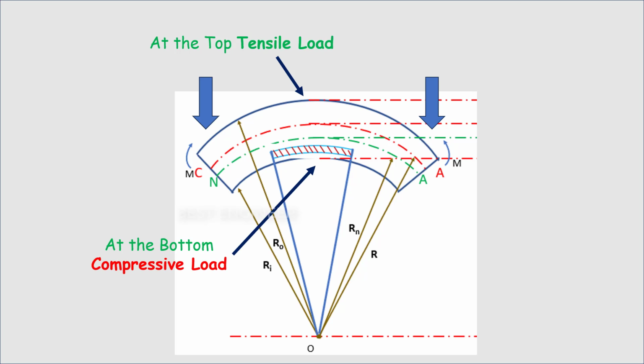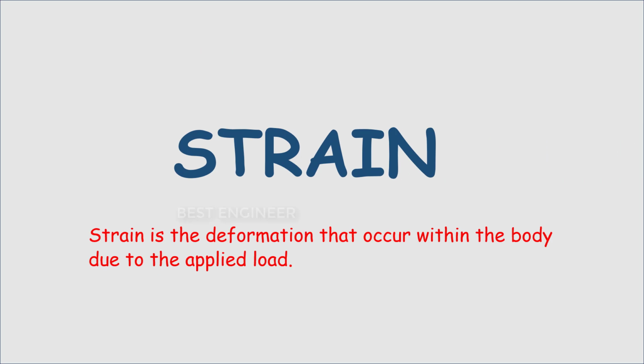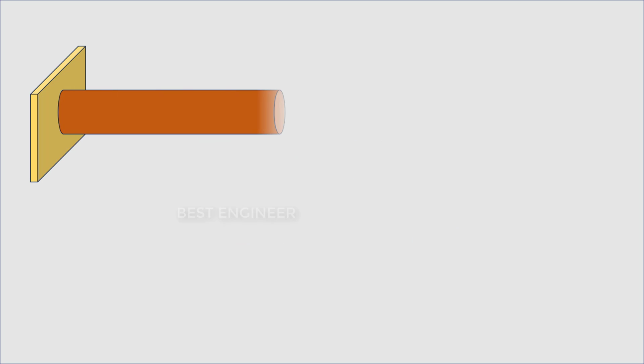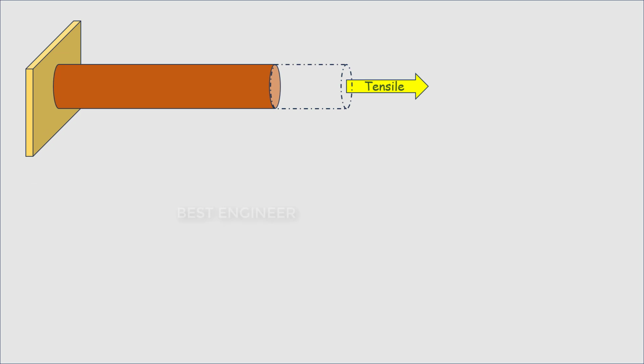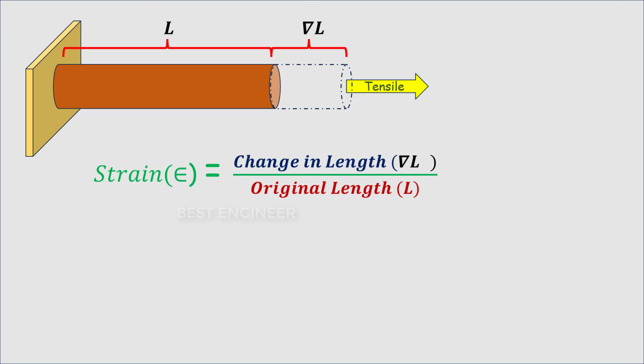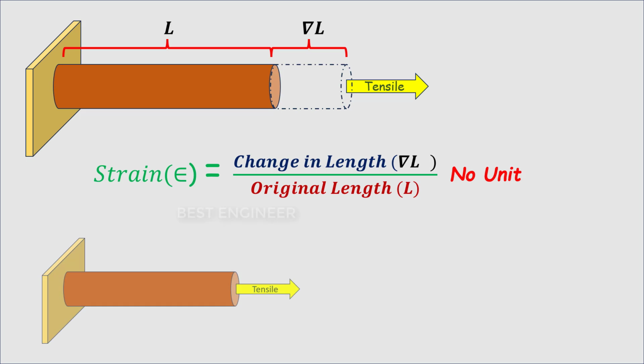Strain. Strain is the deformation that occurs within the body due to the applied load. Imagine a rod fixed at one end and a tensile load applied at the other end. Due to the load, the rod extends by a length of delta L. Now the strain can be calculated as delta L, that is the change in length, divided by L, that is the original length. This strain is a dimensionless quantity. The normal strain can be tensile or compressive.